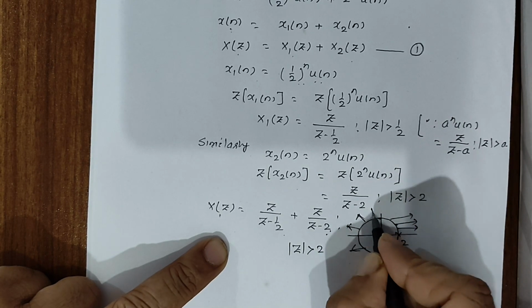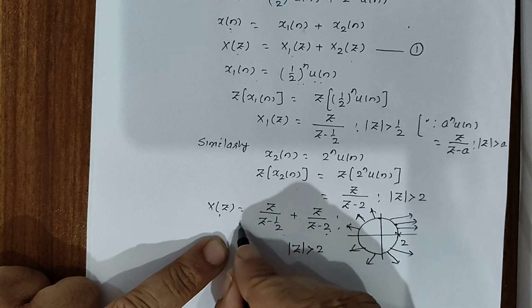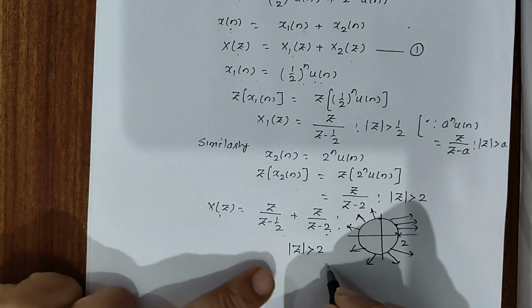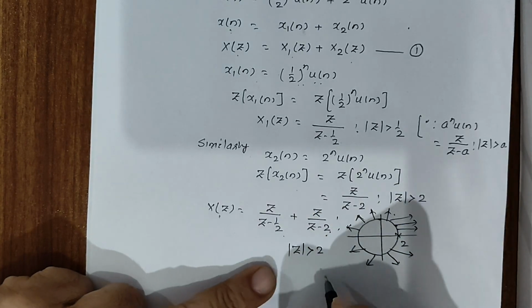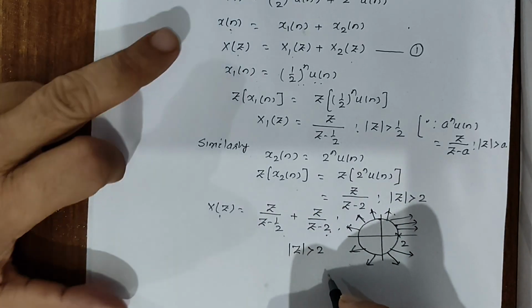So to make X of z converge, the value of z should be greater than 2. So this is the solution of question number 1.